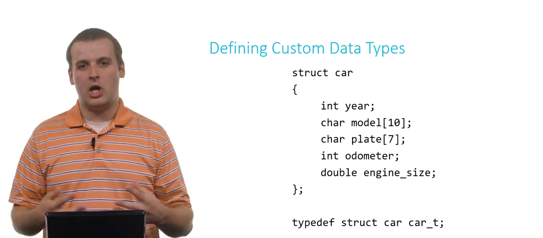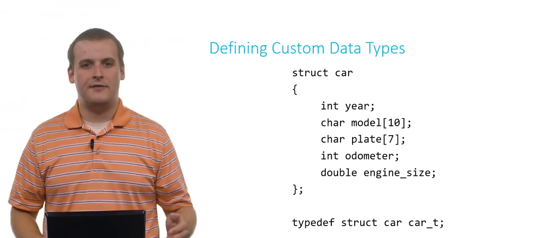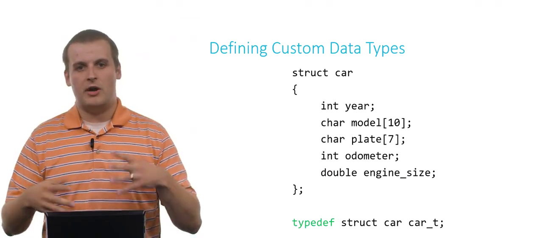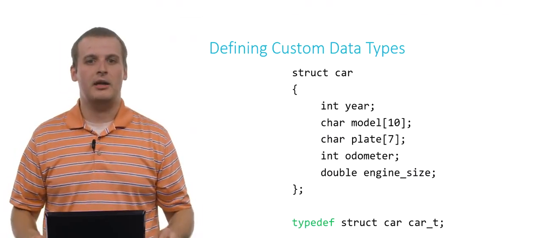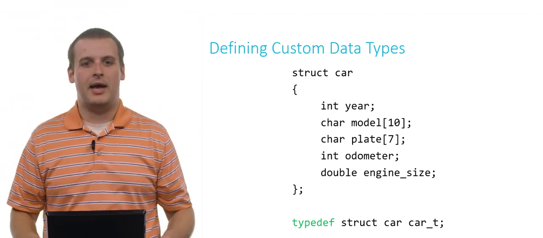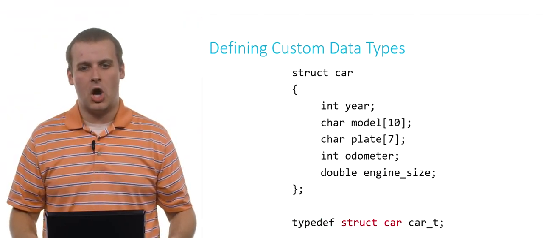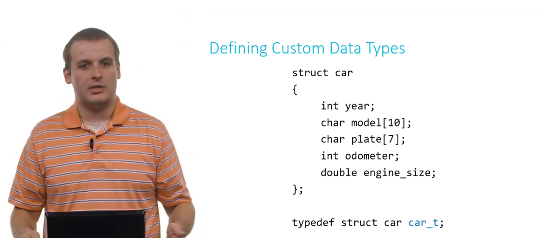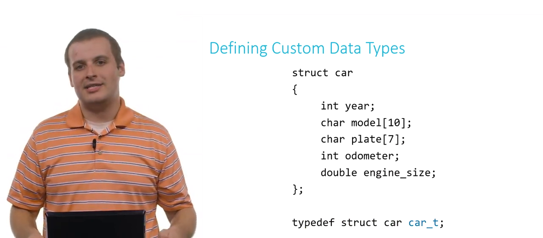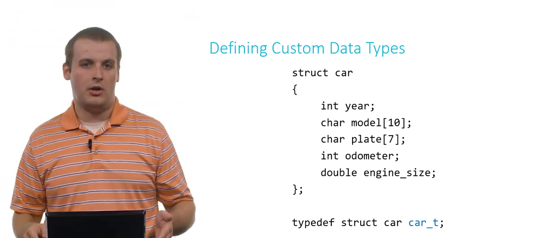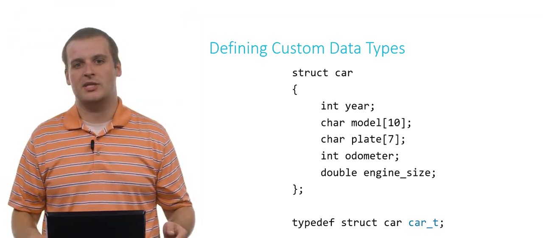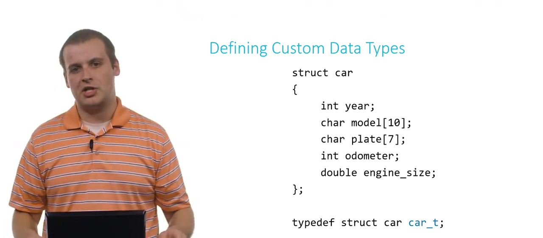So if I define a car as follows, I have my definition of a car, struct car, and then open curly brace, all the fields of my structure, close curly brace, semicolon. After I've defined my data type, I can typedef struct car as car underscore t. And then when I've done that, now every time I would have otherwise used struct car, I can just use car underscore t.